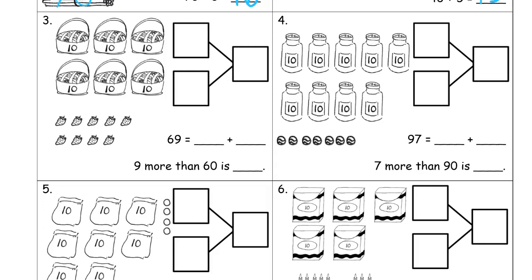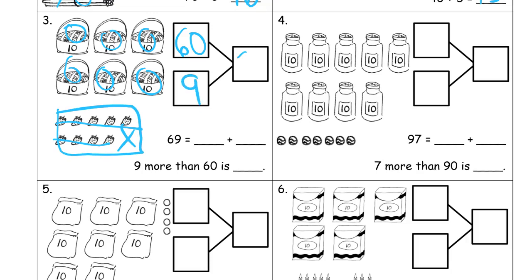10, 20, 30, 40, 50, 60. And that's 5. That's a 5 group, and I can see like a 10 frame with one missing, so that's 9. 60. 69 equals 60 plus 9. 9 more than 60 is 69.